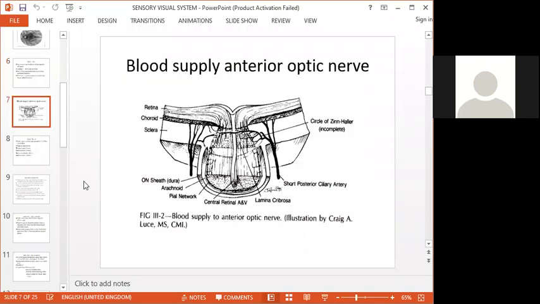This is a cross section of the disc with the optic nerve coming out from there. Blood supply anterior optic nerve. The fibers, when they come out, form a bundle. This bundle here coming out of the eyeball is what you call the optic nerve. All the fibers of the ganglion cells, once they come out into a single bundle, you refer to that as the optic nerve.